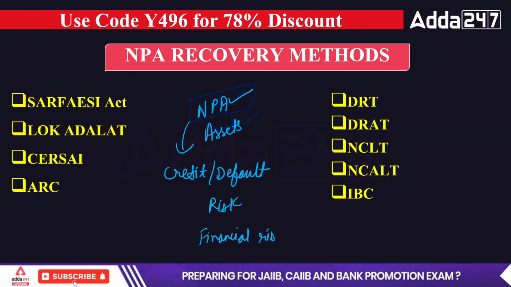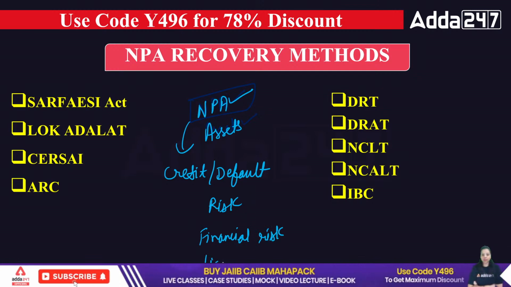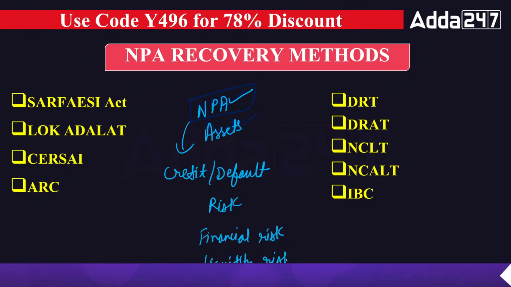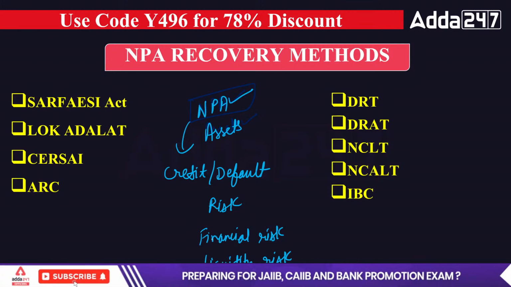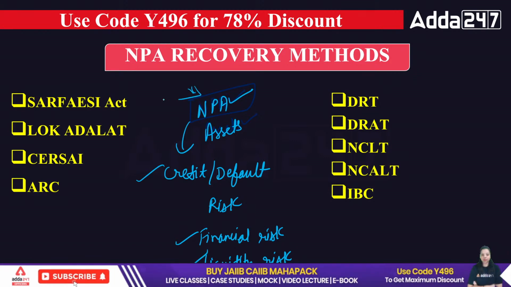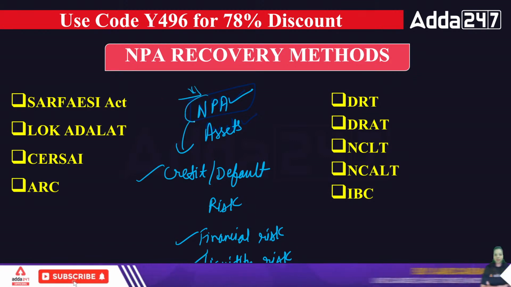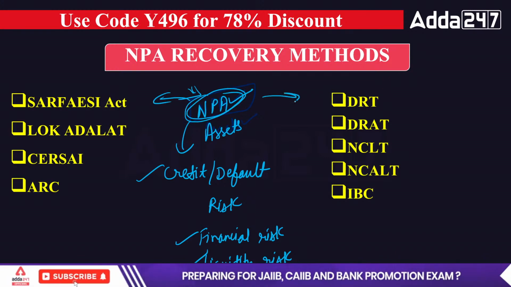The bank will face liquidity risk also, because if the customer is not repaying the loan, the bank will face a problem of cash flow in the banking system. So these kinds of risk can arise because of the NPA, because of the non-performing asset. So how to recover this NPA? What are the methods to recover this NPA? These are the methods to recover the NPA.